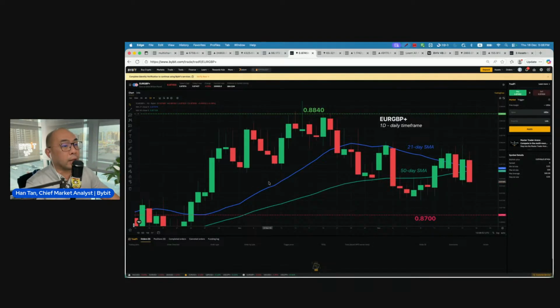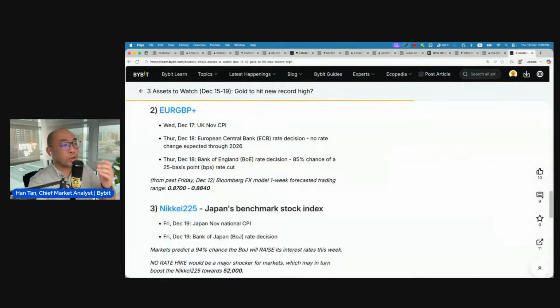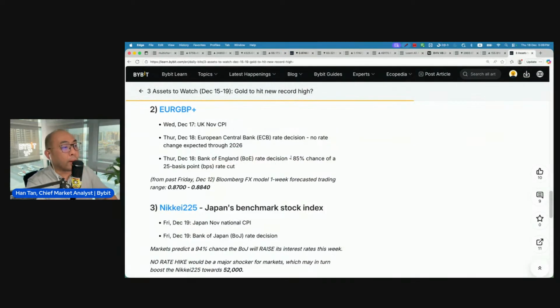So we're looking at the EURGBP because we've had the UK inflation data come out yesterday. We had the Bank of England already, even though they cut interest rates, right? Excuse me, going back to the screen. So even though markets had widely expected them to cut interest rates, guess what? It was a close call. They only voted 5-4 in favor of the rate cut.